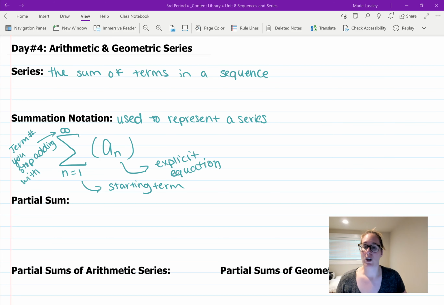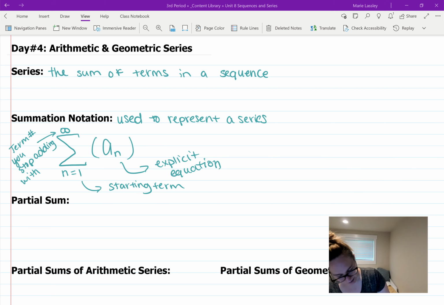Now you're going to see the words partial sum a lot in today's worksheet and today's notes. You can see partial sum of arithmetic, partial sum of geometric. A partial sum is when you are just adding part of a sequence. What we have written in that summation notation would be an infinite sum. You're starting with the first term and adding through infinity. You're going to keep adding up the terms forever and always. We are going to talk about that in a second. But a partial sum is when you pick and choose which parts of a sequence you actually want to add up.